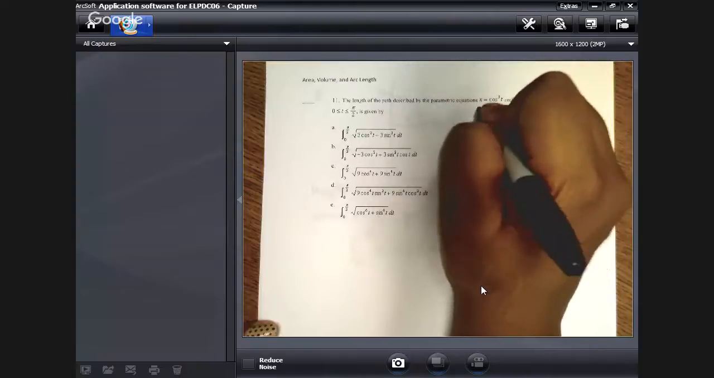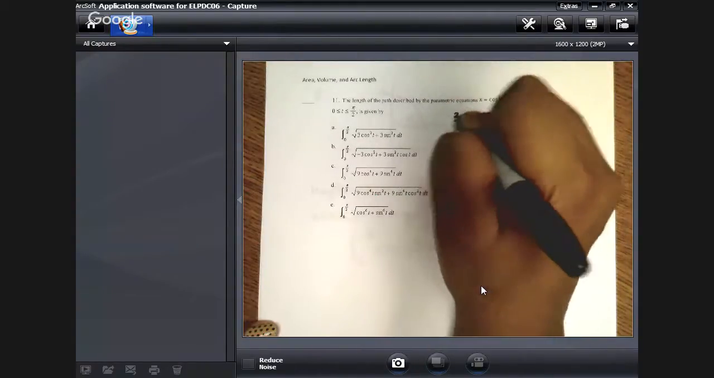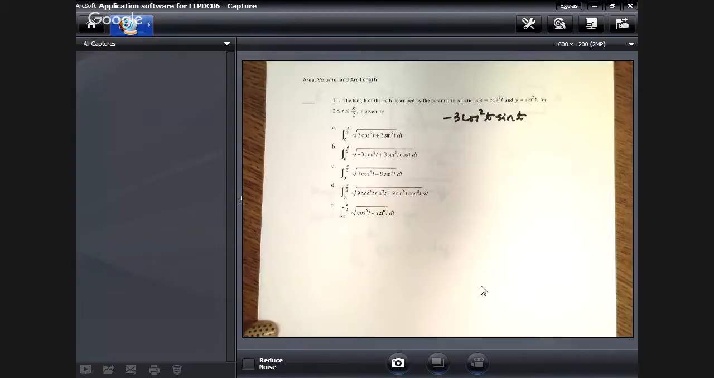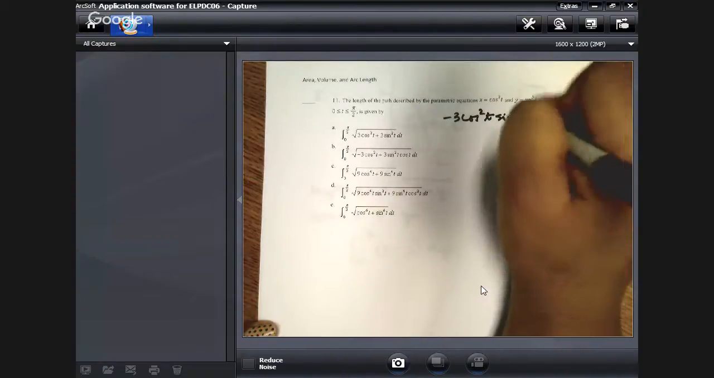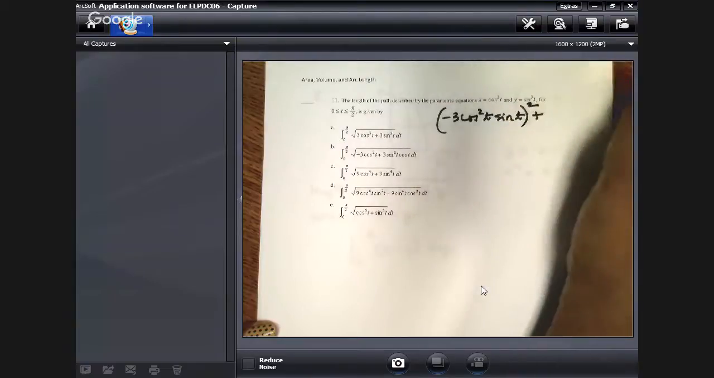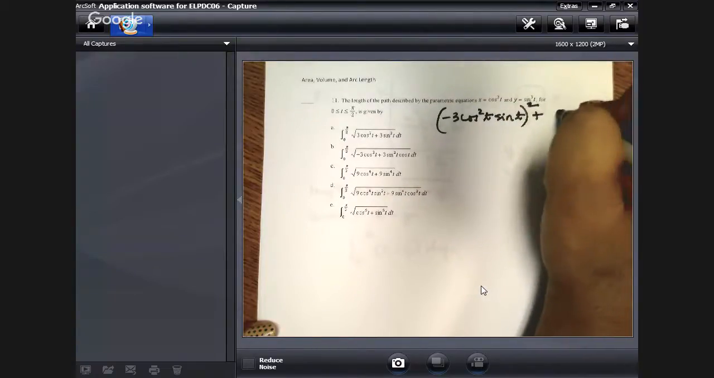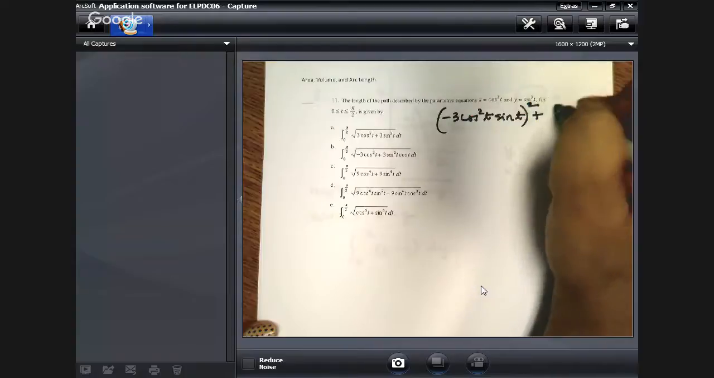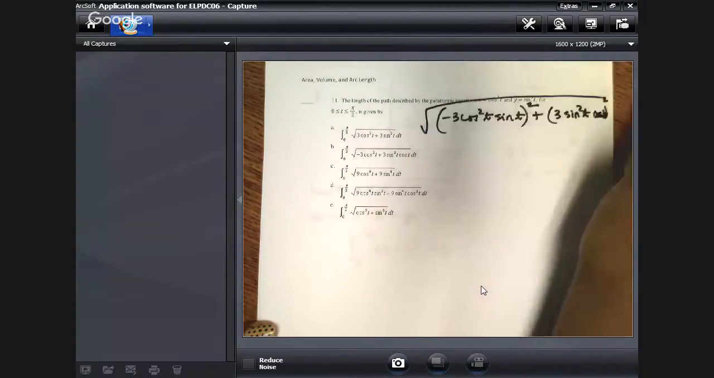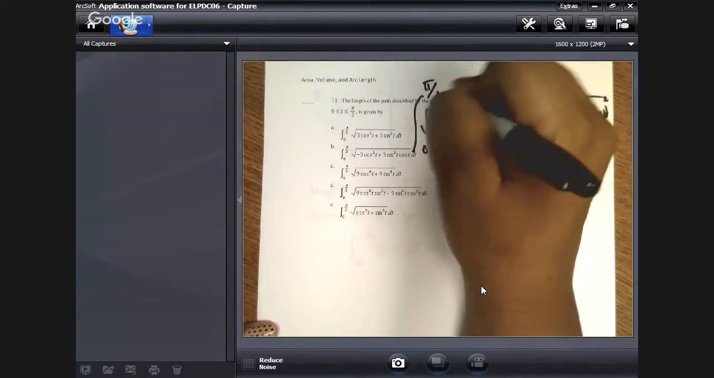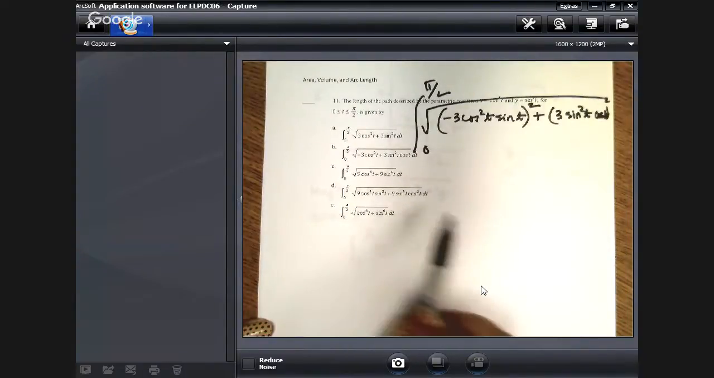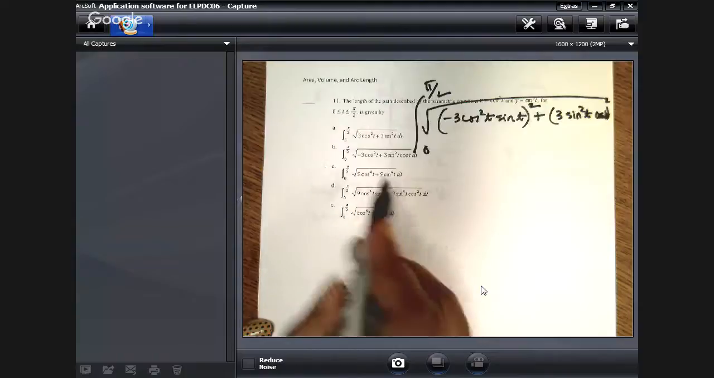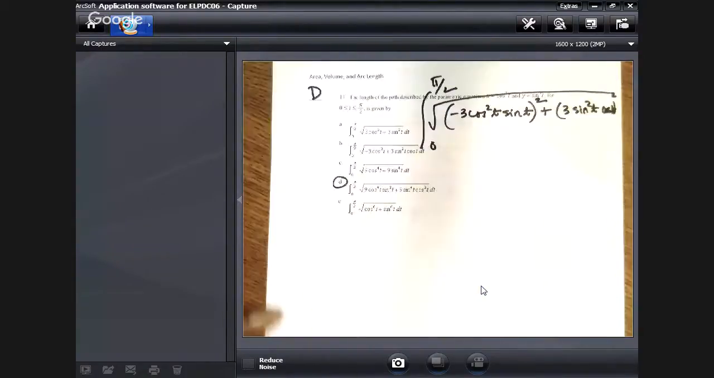You take the derivative of this, and this is going to be 3 cosine squared t times negative sine t using the chain rule. And with derivative, that's going to be squared. And the derivative of sine cubed t would be 3 sine squared t cosine t. And we're going to square that and take the square root of it and integrate from 0 to pi over 2. So I'm thinking it's this one, cosine to the 4th t sine squared t plus sine to the 4th t cosine squared t, times 9. Yeah, that answer is B.